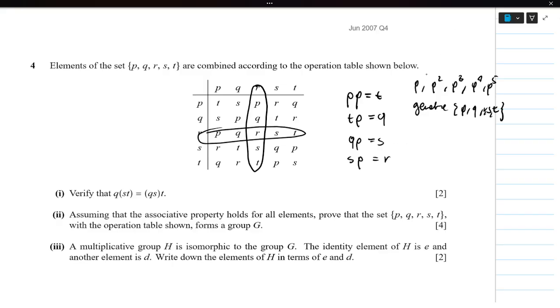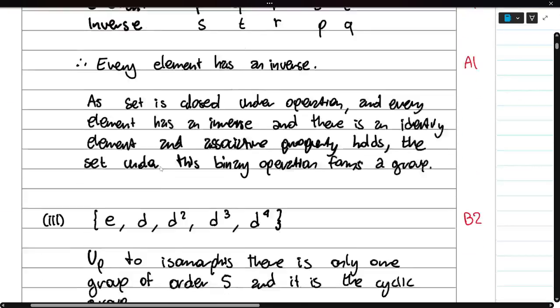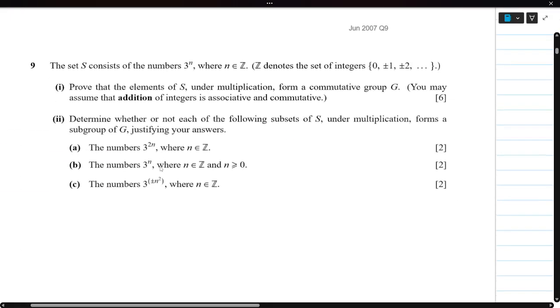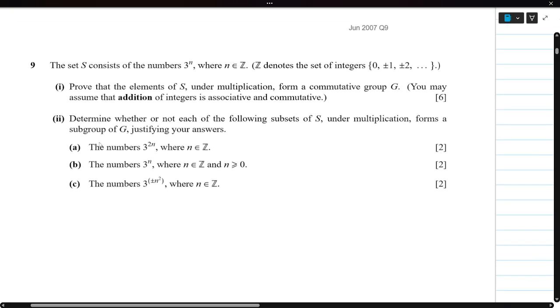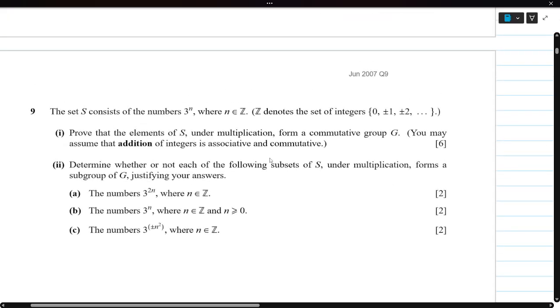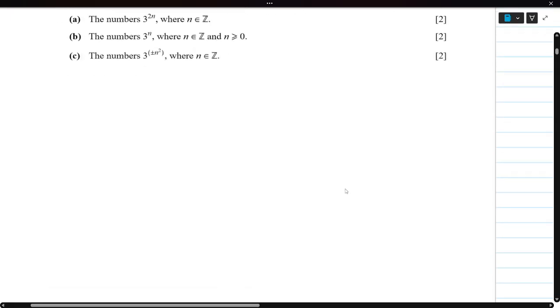And yeah, next question, which I didn't get to finish, I don't even know if it's right. You have set S consisting of numbers 3 to the n, where n is an integer. Prove that the elements of S under multiplication form a commutative group, so just an abelian group. And then we're given a few cases, and we need to say whether each of these are a group or not. The first part should be straightforward. I think it's the extra marks because we have to show it's commutative.